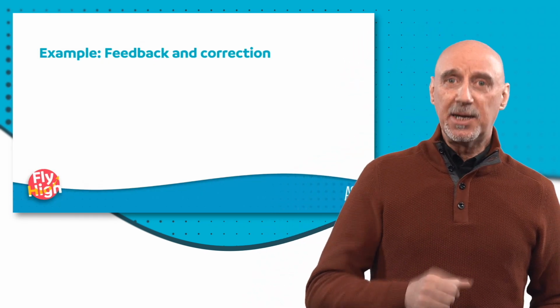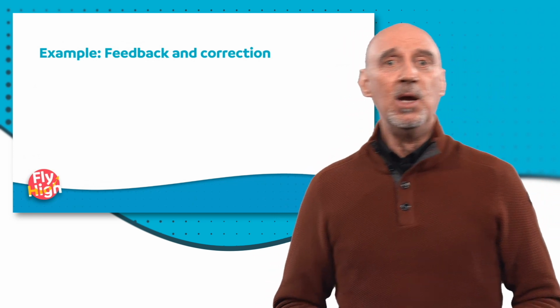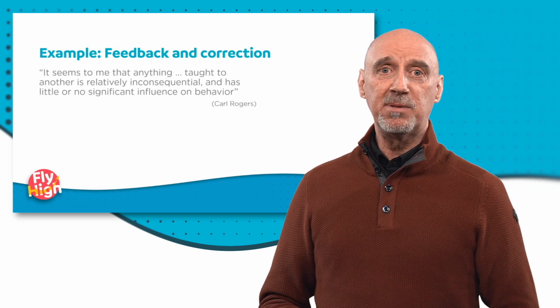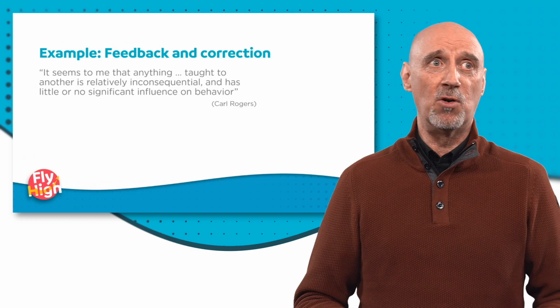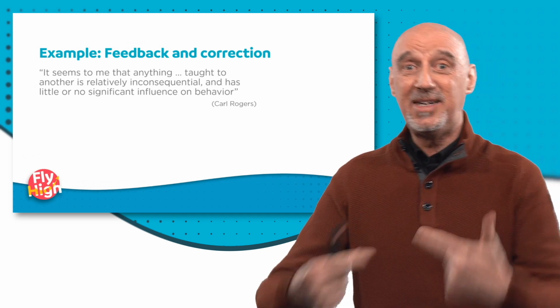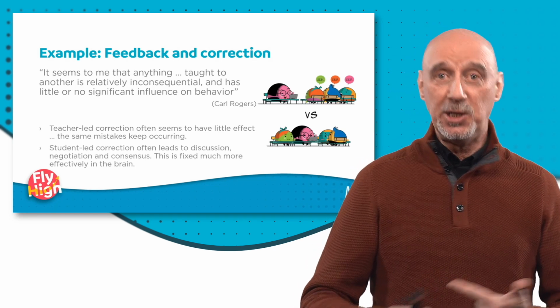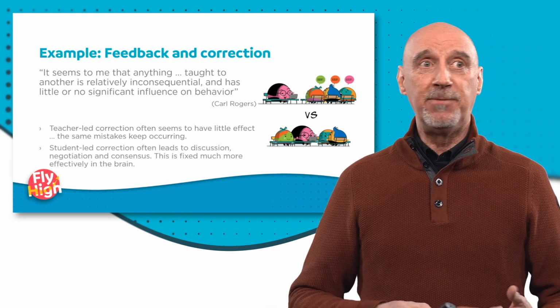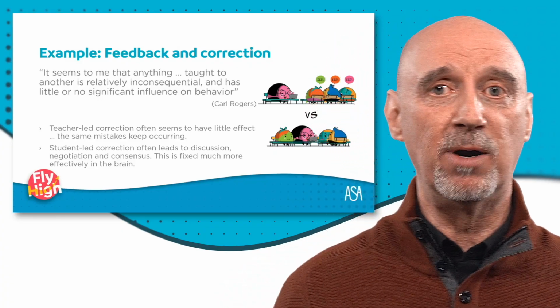Let's take an example. Katharina will be touching on this a little later, but feedback and correction is a really useful example. Again, Carl Rogers once said, "It seems that anything taught to another is relatively inconsequential and has little or no significant influence on behaviour." Or in other words, when we as teachers tell students things, it doesn't really make much difference. But if they share things between each other, and if they're involved in a process which involves negotiation and reaching a consensus, then it's much more efficient.